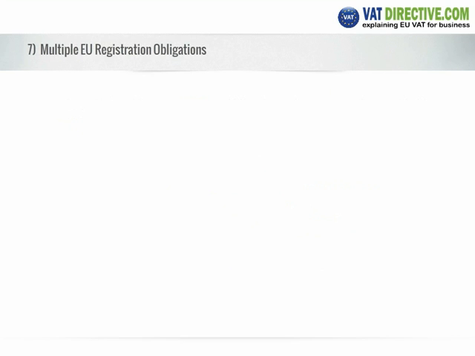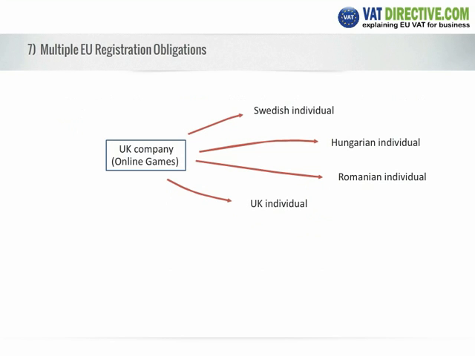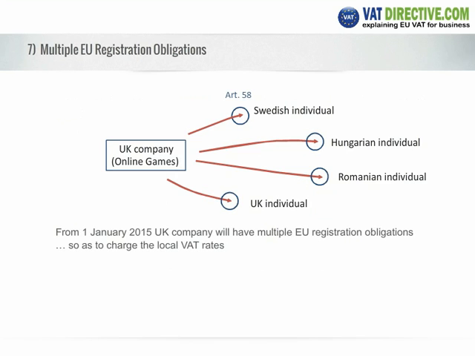Now, as you can see, this will create multiple EU registration obligations. It's highly unlikely that it'll just be downloading into one member state. So you'll have multiple EU registration obligations. If I consider a UK company, let's say they've got an online games website, so you download games from their website, and they're downloading to Swedish individuals, Hungarian individuals, Romanian individuals, UK individuals, so lots of individuals. Now, from the 1st of January 2015, UK Co will have multiple EU registration obligations in each member state.